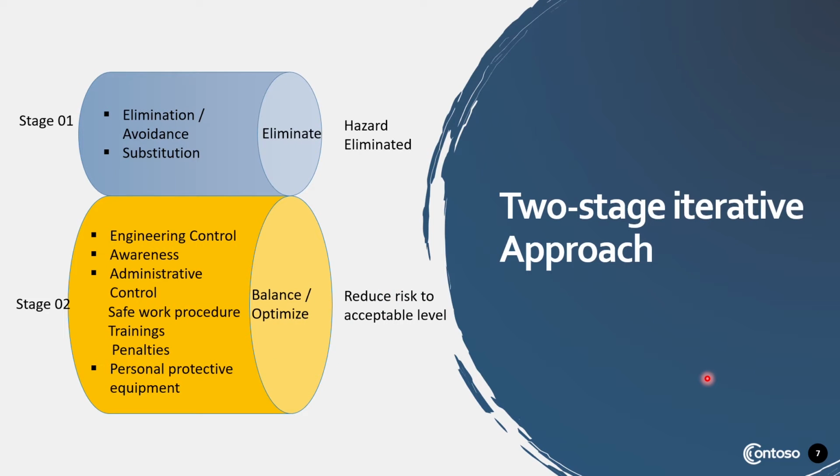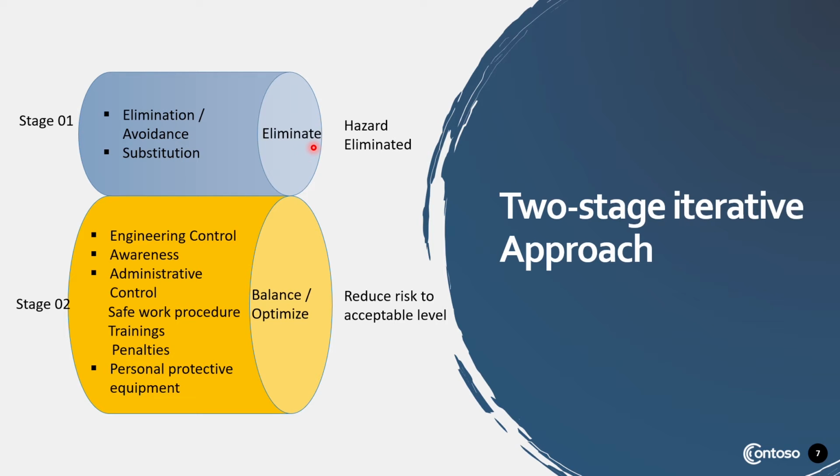In the next, we have a two-stage iterative approach on our system. The first stage is that we are going to implement the first three control measures on each risk. Then on the residual risk, we are going to implement the last four control measures of the hierarchy of control. In the first step, we will try our best to avoid that risk, eliminate that risk, or substitute that material, equipment or chemical that we are using in our process with another one in order to reduce the risk level. So the first stage is called the elimination stage.